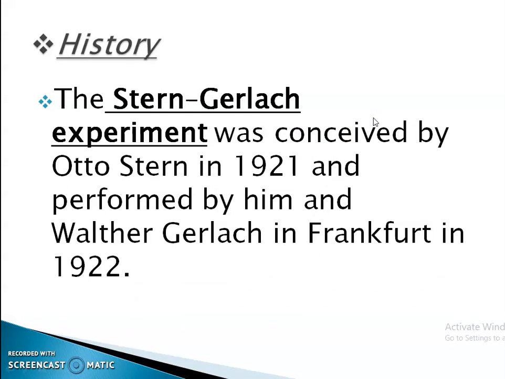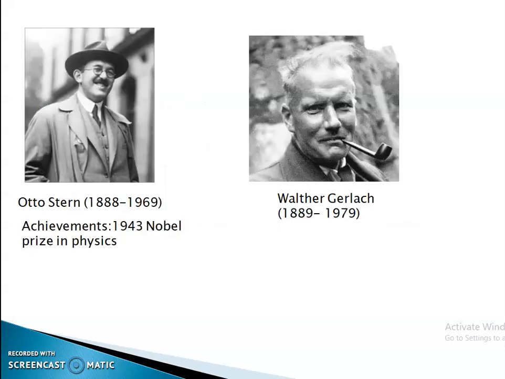Let's step back for a moment before getting into the experimental analysis to remember the history behind this project. The Stern-Gerlach experiment was conceived by Otto Stern in 1921 and performed by him and Walter Gerlach in Frankfurt in 1922. Here we can see the pictures of the two eminent scientists who were behind this experiment, and Otto Stern obviously was a Nobel Prize winning scientist. He won the Nobel Prize in 1943 in physics.